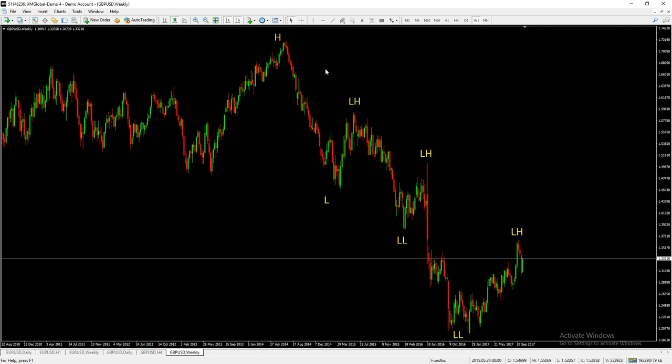is this high higher than the previous high? No. That means it's a lower high. Is this low lower than the previous low? No. So that's a lower low. If it goes higher than this previous high, that means the trend is changing. This trend hasn't changed yet.